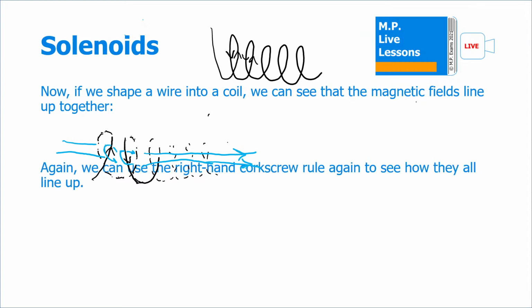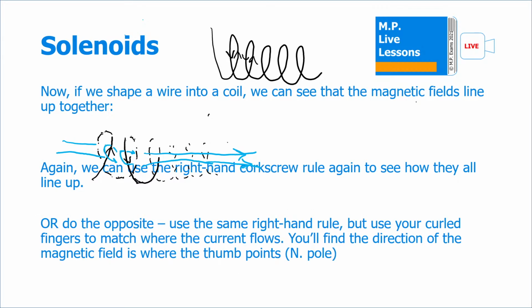So to get this, we use the right-hand corkscrew rule. Or to find the magnetic field direction, we could do the opposite. We use the same right-hand rule, but we use our curled fingers to match how the current will coil round. And then you'll find the direction of the magnetic field is where your thumb is.